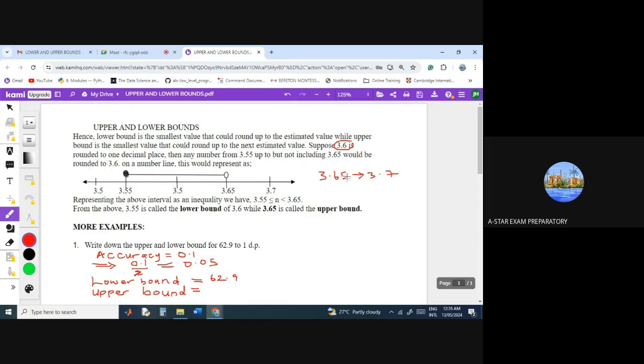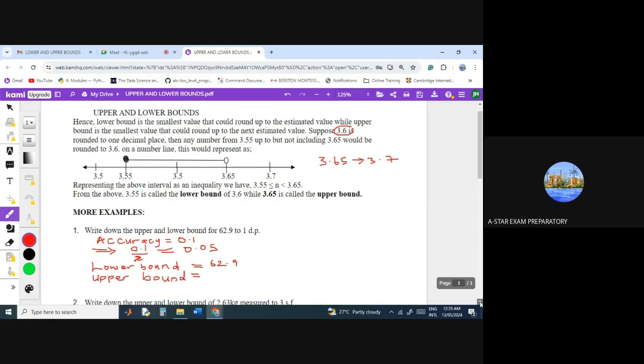The reason is that 3.65 rounds to 3.7, which is beyond our required value of 3.6. On the number line, we represent it this way. In terms of inequality, this means 3.55 is less than or equal to n, because it's included, hence 3.55 is shaded, and n is less than 3.65, which approximates to 3.7. So from the above, 3.55 is called the lower bound of 3.6, while 3.65 is called the upper bound.